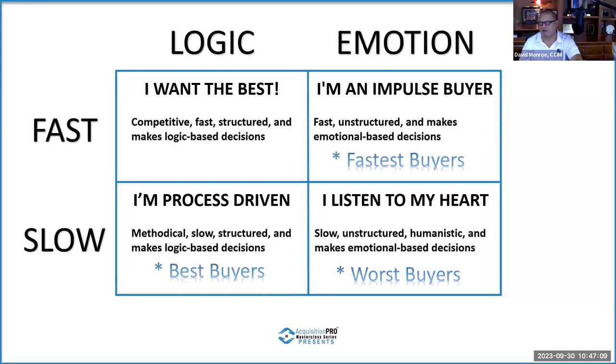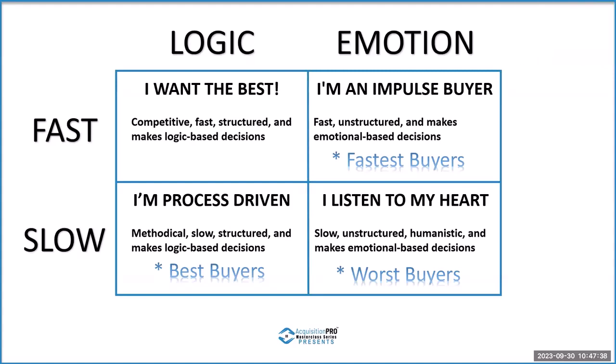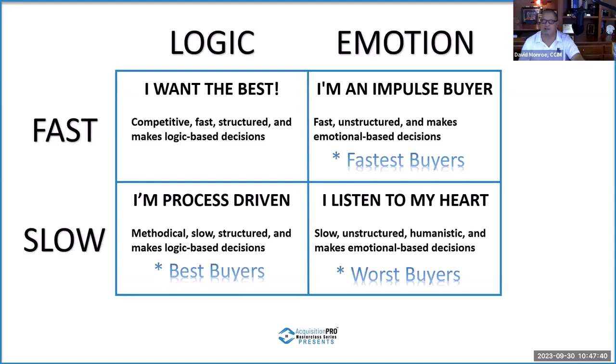And these are your best buyers. These are your best leads. They're process driven. They're methodical. They're slow. They're structured, and they make logic-based decisions. This is who we're looking for. This is our target market. If you can load your list up with process-driven leads, you will be just fine. Does this make sense to everybody? Any questions about this? Go ahead, Sarita. Okay. Roger that.